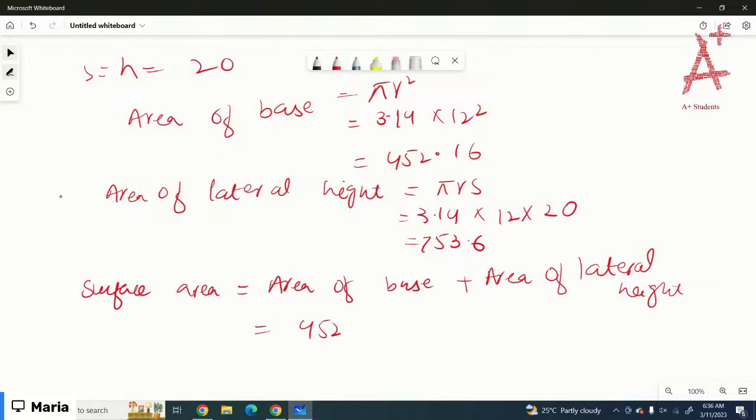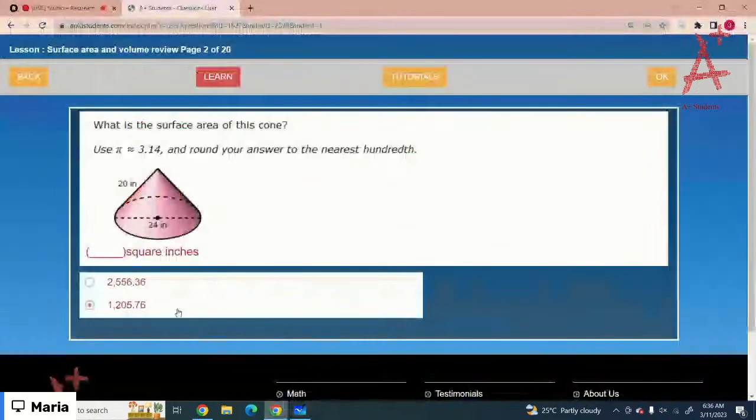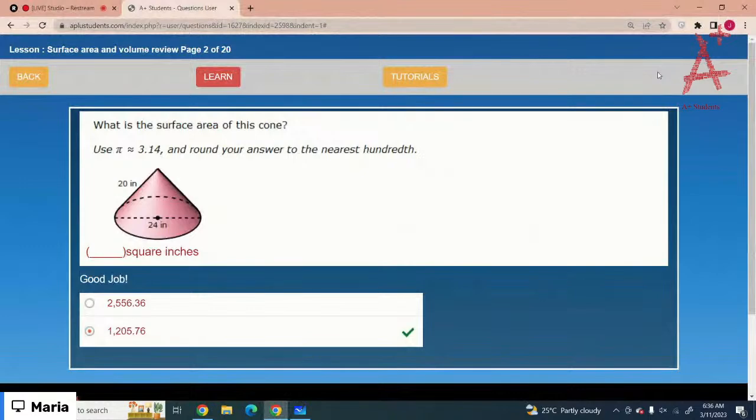It is 452.16 plus 753.6. So the sum equals 1205.76. Got it? So the correct option is 1205.76. The second option is the correct option. So just select the correct option and click on the OK button. Got it?